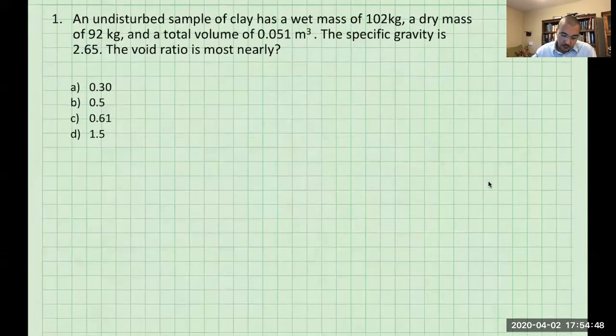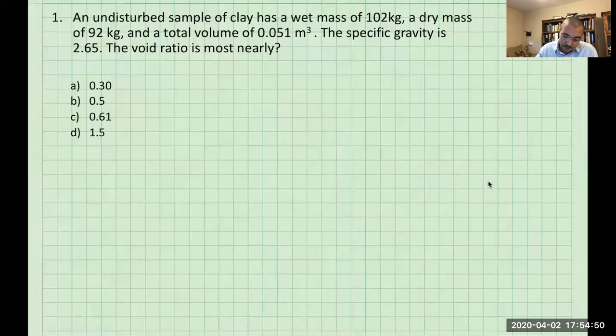So here we start off with this question. It says an undisturbed sample of clay has a wet mass of 102 kilograms, a dry mass of 92 kilograms, and a total volume of 0.051 cubic meters, with a specific gravity of 2.65. What is the void ratio? So void ratio e is equal to the volume of voids divided by the volume of solids.